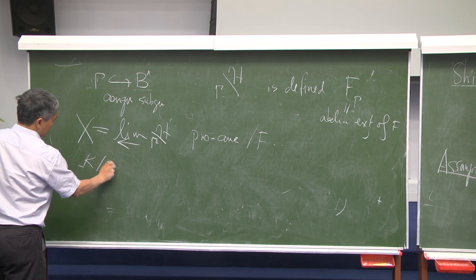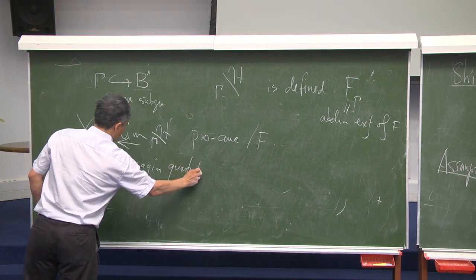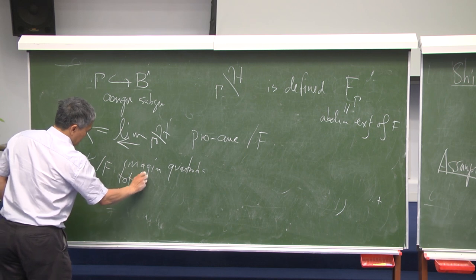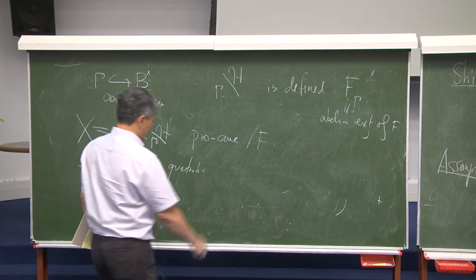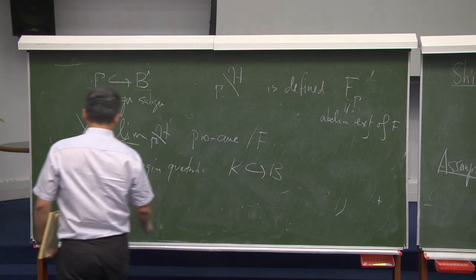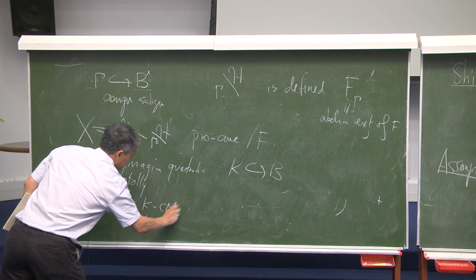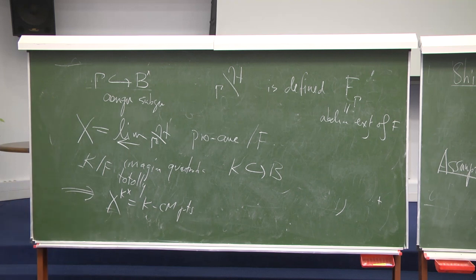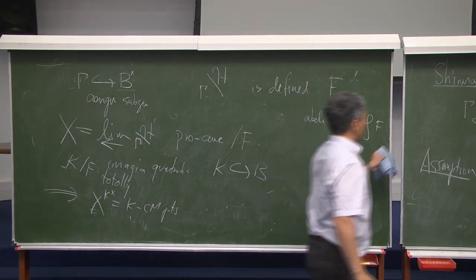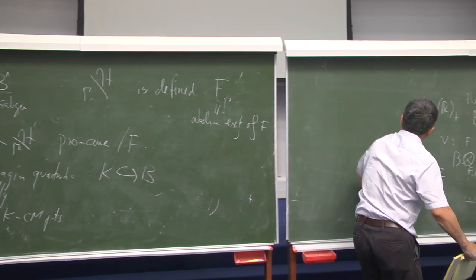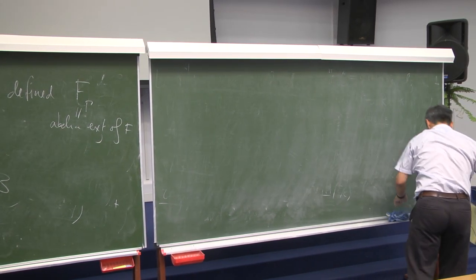And so if K over F is imaginary quadratic, I have to say totally imaginary, because if it is totally real, you have many directions you can look. And K can embed into B, then you have some CM points, the K CM points. So in this case, you're doing exactly the same game as Gross and Zagier are doing.